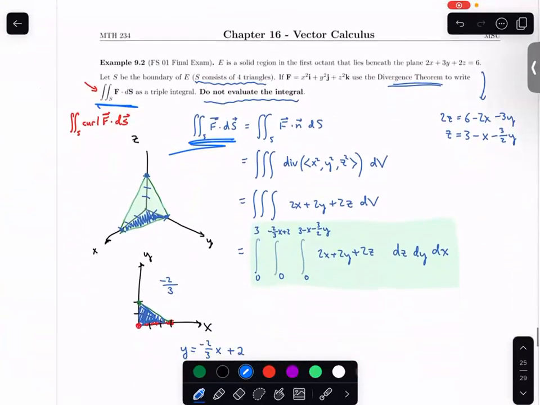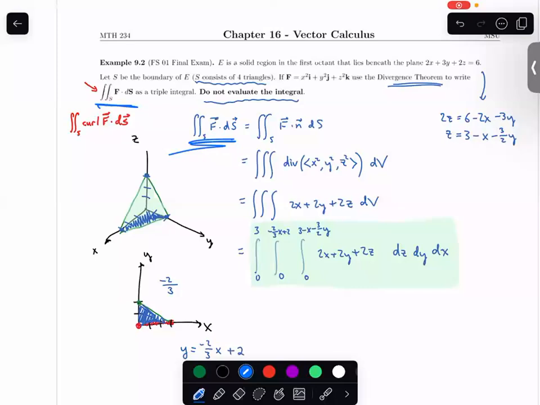All right, and then I had an example from an old final exam here, of how to use the divergence theorem. So we had some plane, right? E is a solid in the first octant that lies beneath the plane. S is the boundary of E. So it completely surrounds E. So S consists of the four triangles, right? Not only the slanty one, but also these backsides as well.